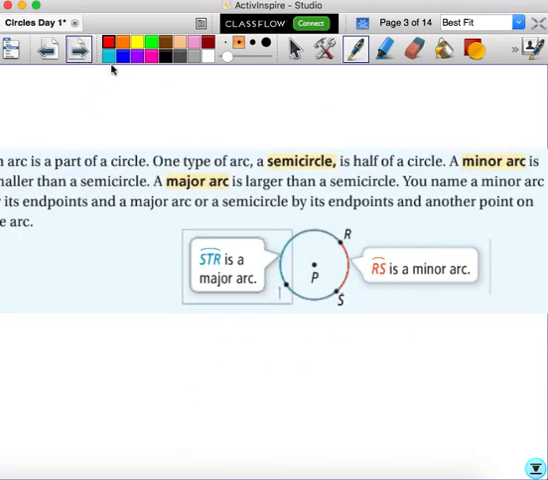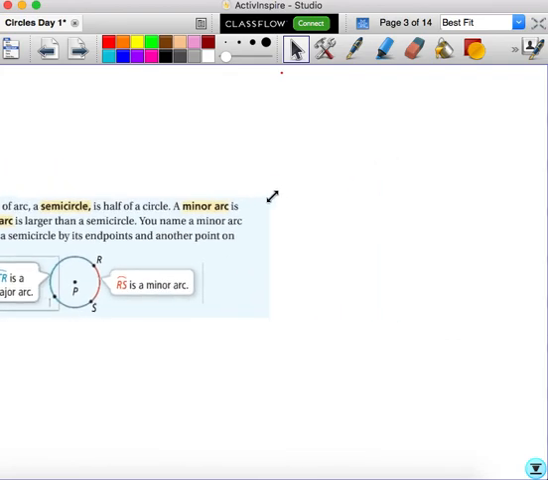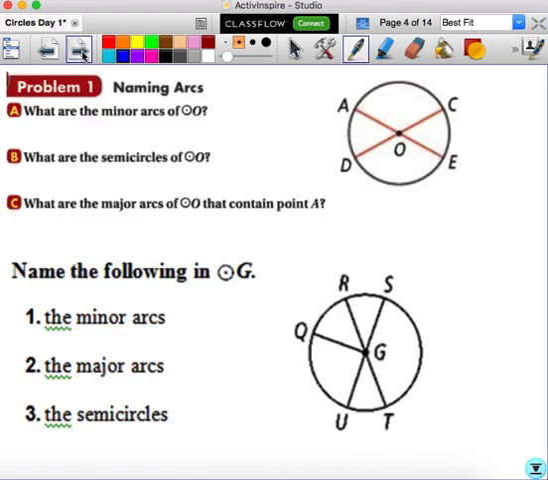So again, I'm going to try to zoom this out just a little bit because I know that's a little bit hard to see here. So a semicircle is half of the circle. A minor arc is less than half of the circle, and a major arc is more than half of the circle. So in blue here, we see that major arc STR. This is a T here, that's really hard to see. So STR or RTS would be that major arc. The minor arc RS is shown in red.